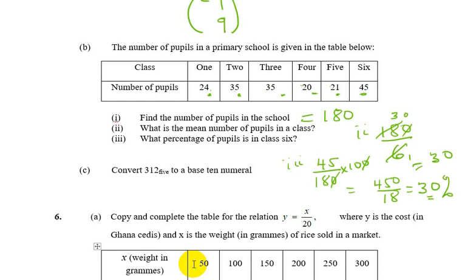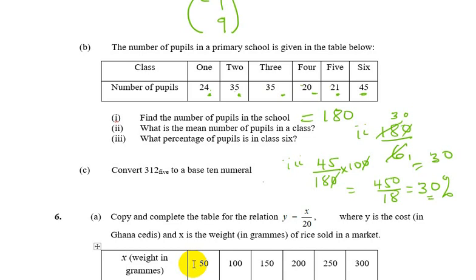You see, I just started, I've just finished. I said the I is the number of students in the class, so we will add all this: 24, 35, 35, 20, 21, and 45. That's 180. And the mean is the total number of students in the school divided by the number of classes. Okay, so that's 180 divided by 6, and we had 30. And the percentage for class 6 is 45. That's the class's number, 45, divided by the total number of students in the school times 100. That's how we get the percentage.